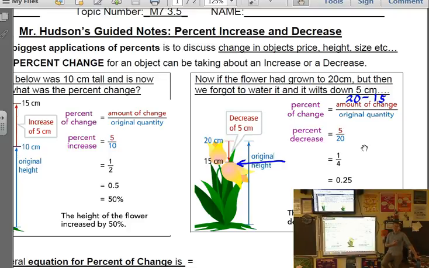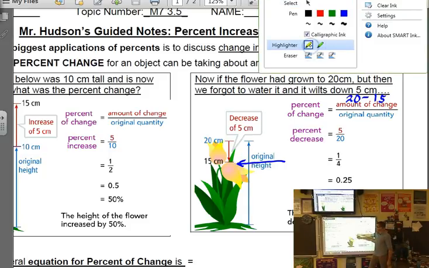Percents can't be negative. So instead, we do it in the phrasing. So notice the first one.